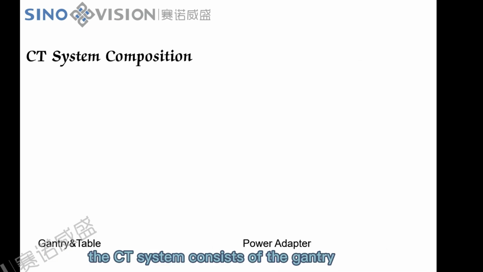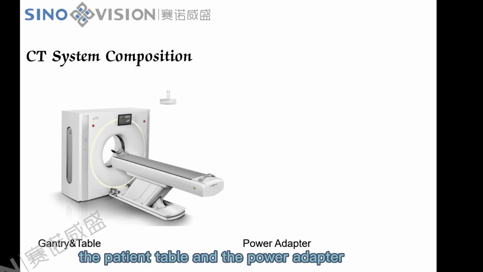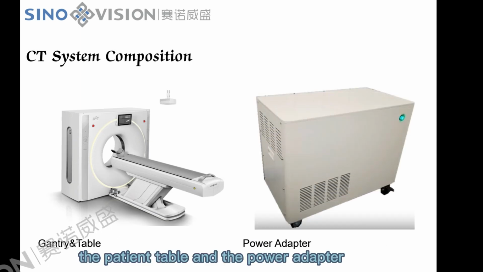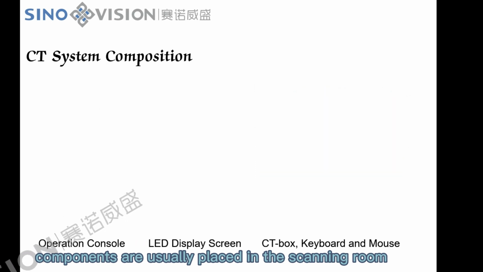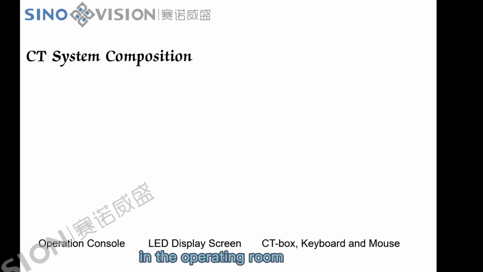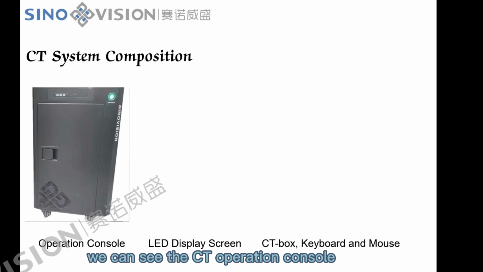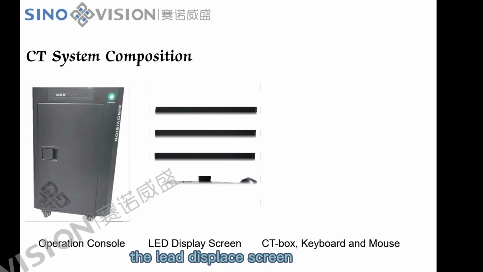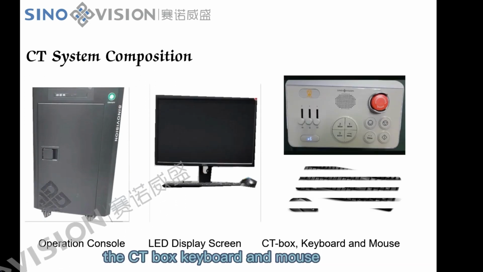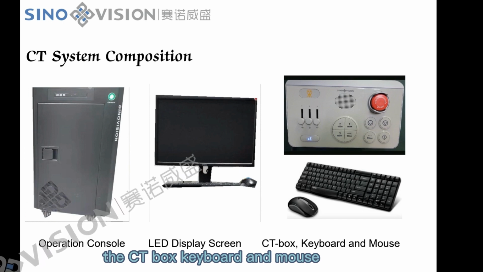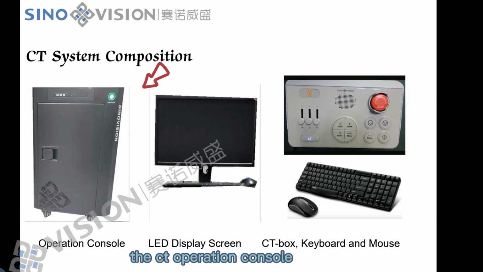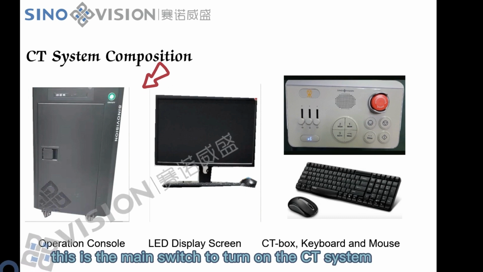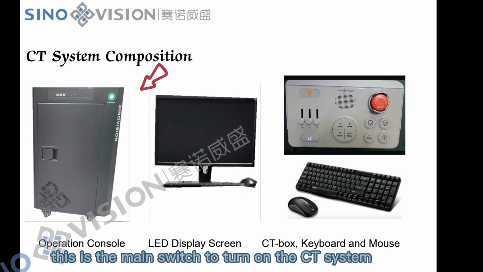The CT system consists of the gantry, the patient table and the power adapter. These components are usually placed in the scanning room. In the operating room, we can see the CT operation console, the LED display screen, the CT box, keyboard and mouse. We can see that there is a prominent green button on the CT operation console. This is the main switch to turn on the CT system.